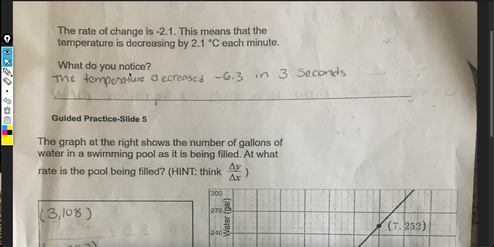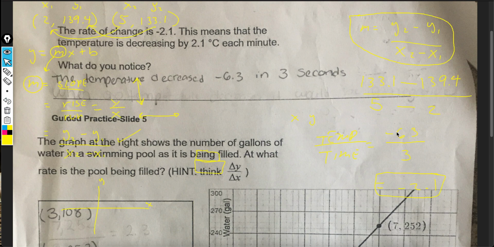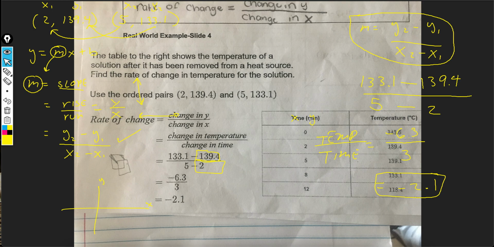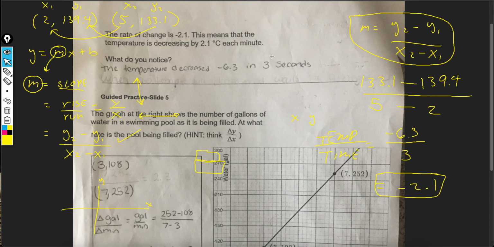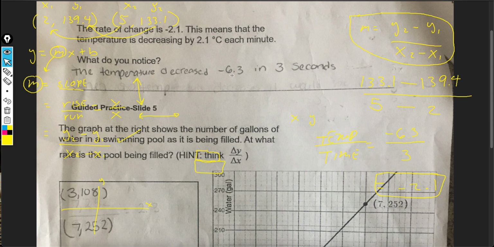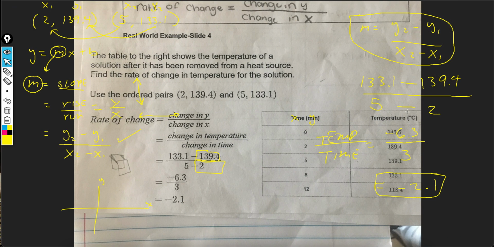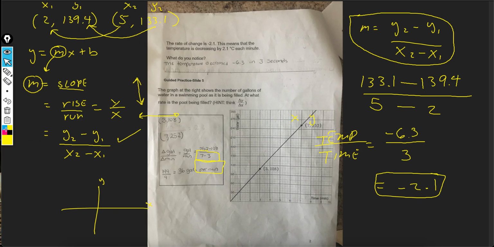What do you notice? And here I think it's written, the temperature decreases negative 6.3 in 3 seconds. No, not 3 seconds, because if we go back to our previous thing, our time is in minutes, not seconds. So it's basically close enough. It would be temperature decreases 6.3 degrees Celsius, right? And I'll write that out really quick.